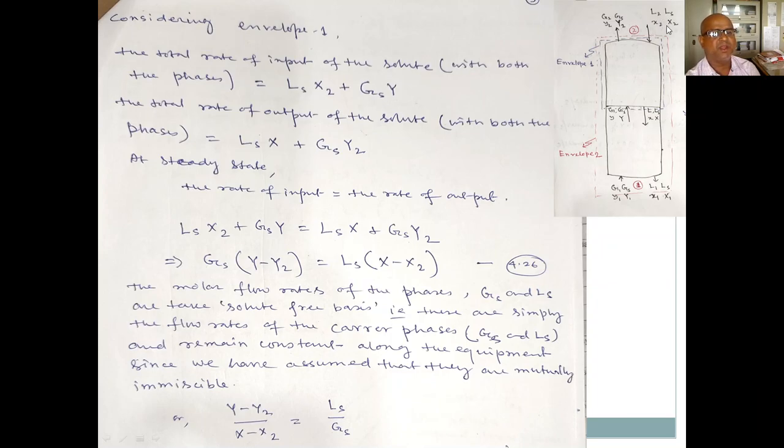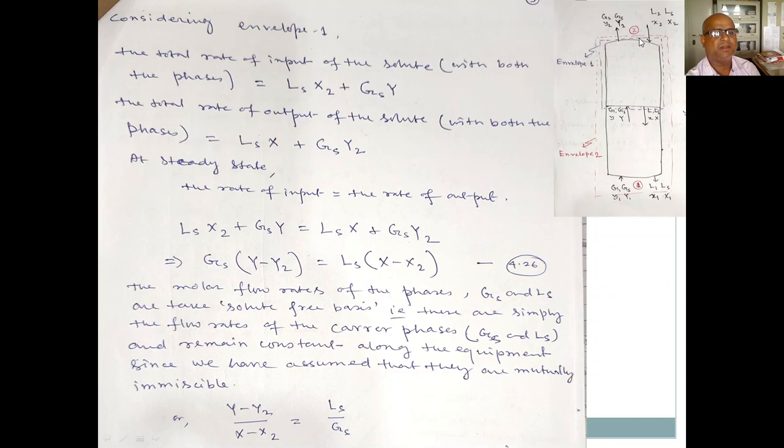I am making the material balance in terms of LS and the corresponding capital X2. I will come to L2 X2 later, and we will compare what the advantages and disadvantages are. So let's do it first based on the solute free basis. So LS into X2 is entering, and gas is entering. I am taking any point here, so that will be your GS and capital Y.